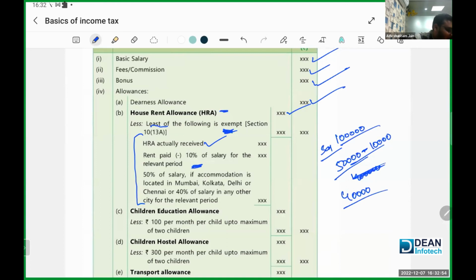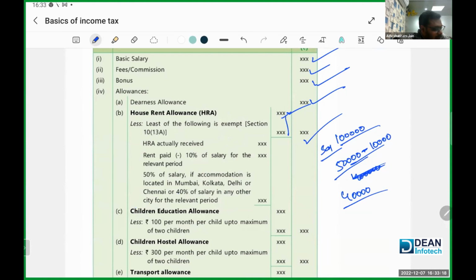The third is 50% of the salary if accommodation is in Mumbai, Kolkata, Delhi, or Chennai, and 40% if it is in any other city. Out of all these three, whichever is least is going to get exempt from the actual HRA receipt. And then we are going to minus it, and then we are going to write the balance amount over here. That is how the calculation for HRA is done.